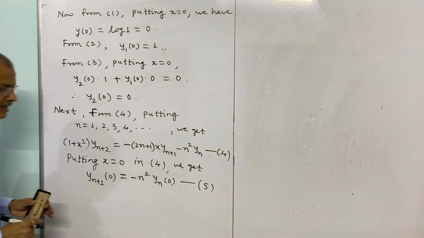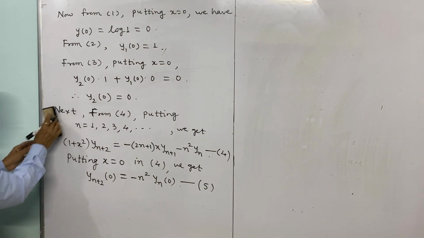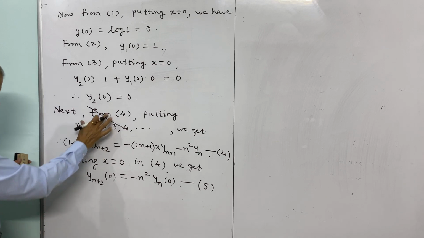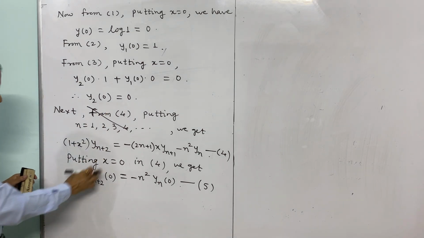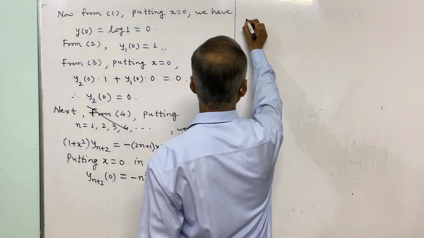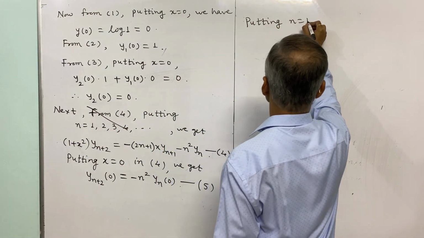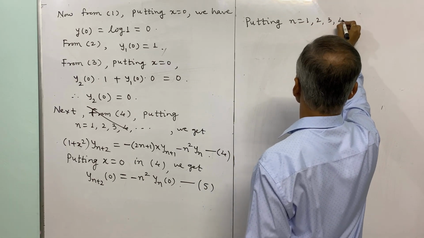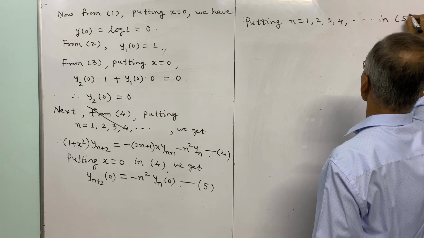This can also be taken as the fourth. Now we put the values of n is equal to 1, 2, 3 in this equation, and not the other way. Putting n is equal to 1, 2, 3, 4, etc. in 5 we get.